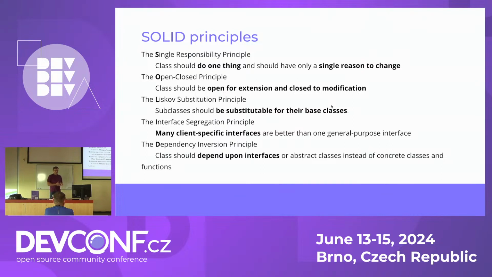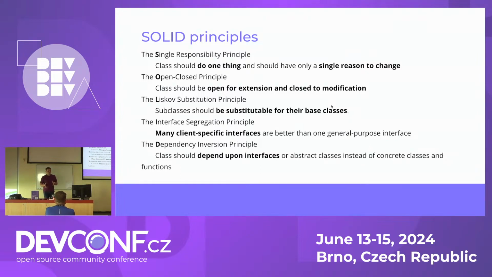The Liskov substitution principle: subclasses should be substitutable for their base classes. The interface segregation principle: many client-specific interfaces are better than one general-purpose interface. The dependency inversion principle, sometimes called the dependency injection principle: a class should depend upon interfaces or abstract classes instead of concrete classes and functions. Of course, we do not have classes in Ansible.